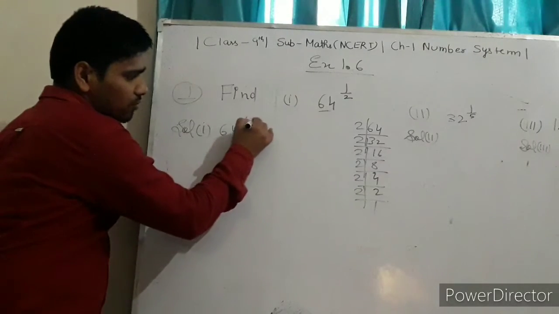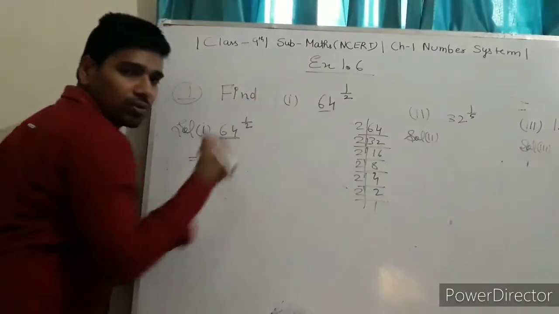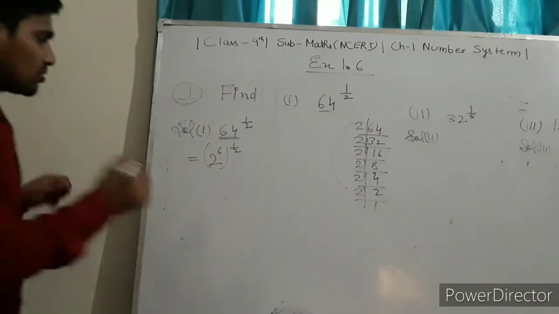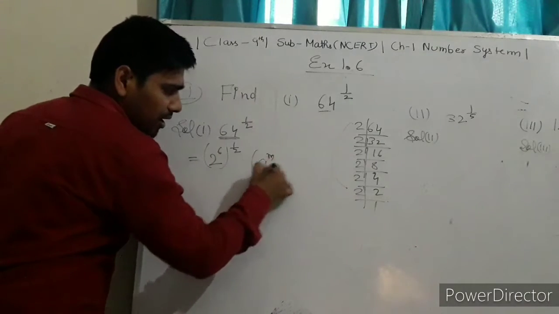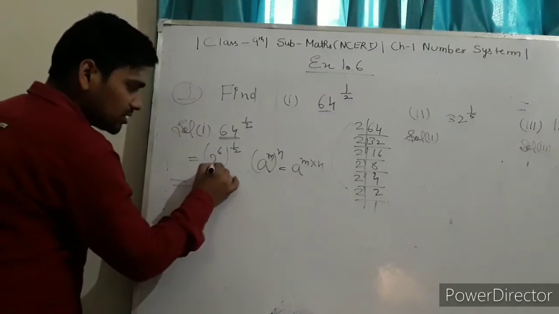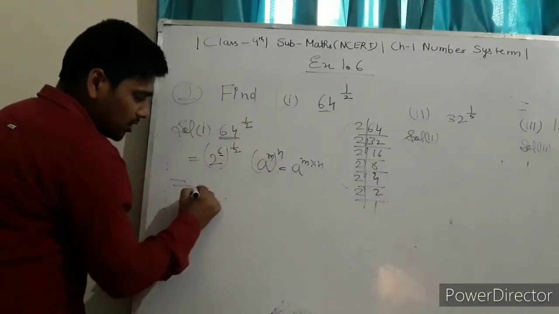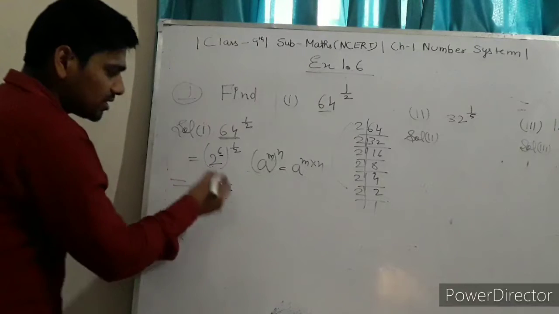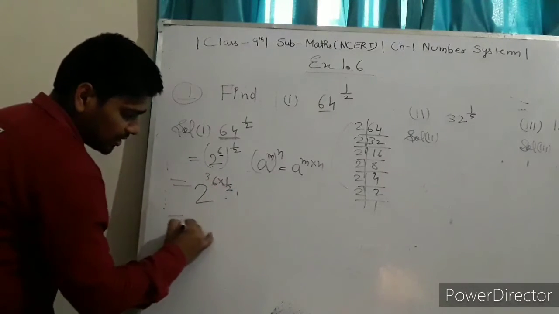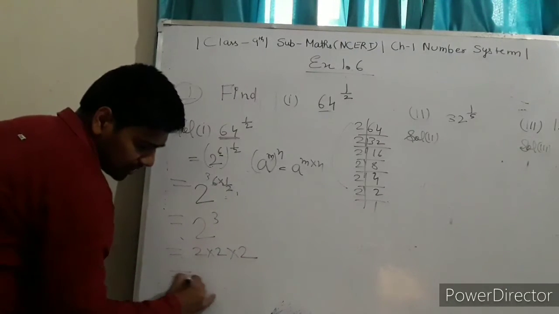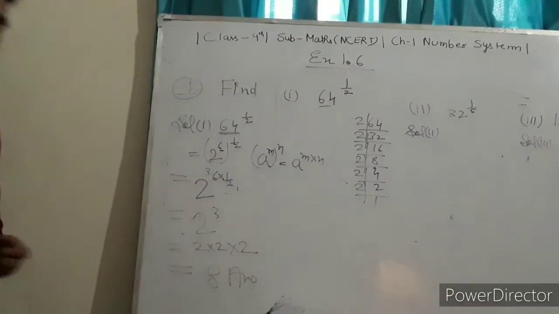So 64 raised to power half: 64 can be written as 2 raised to power 6, and then raised to power half. My student, you must know this: (a raised to power m) raised to power n is a raised to power m into n. So this becomes 6 into 1 by 2, which is 2 raised to power 3, that is 2 into 2 into 2. So the result is 8. Your answer is 8.